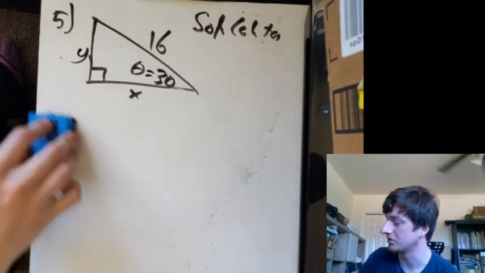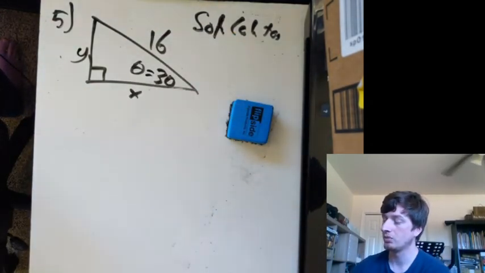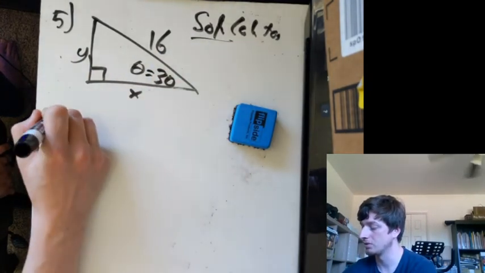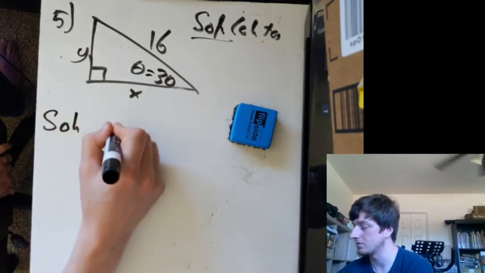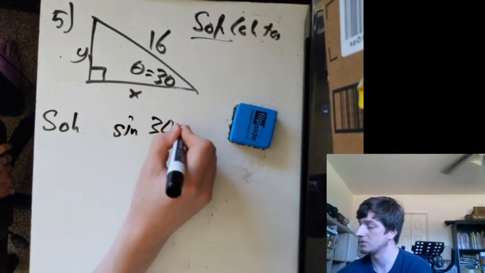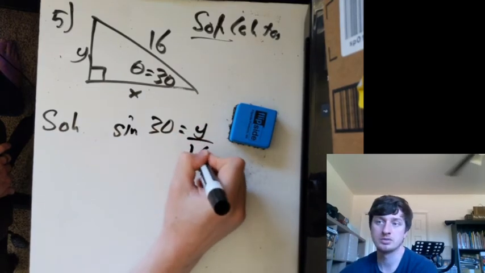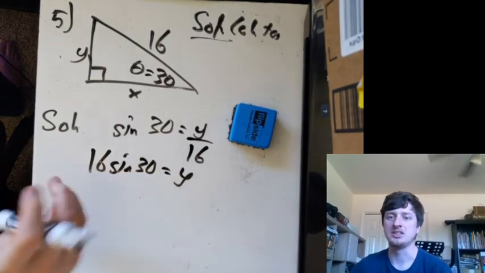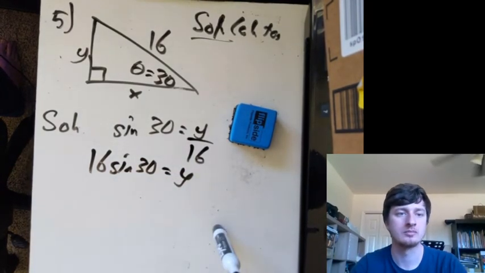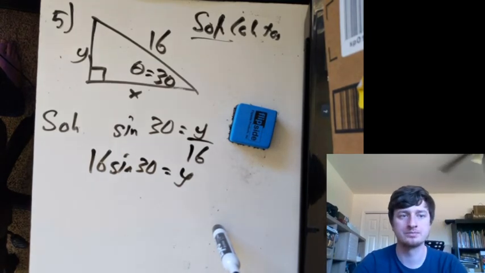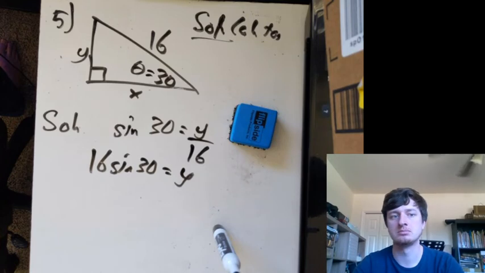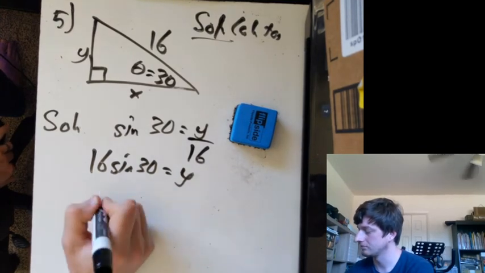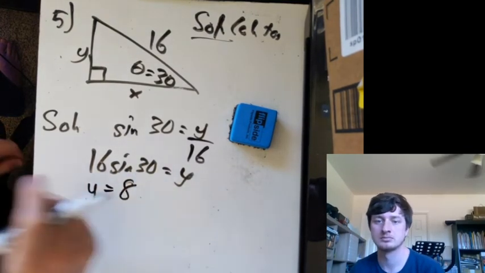Using the same information, we have the angle and we have the hypotenuse. We want to find the opposite side. So to find y, we're going to use sine. Sine of our angle is opposite over hypotenuse. So sine of 30 equals opposite over hypotenuse. And we just get 16 sine 30. It's because the puppy's falling asleep. She's out. So we get 8. 16 sine 30 is 8. And that's it.